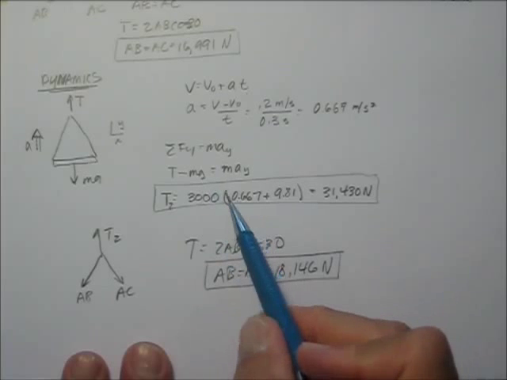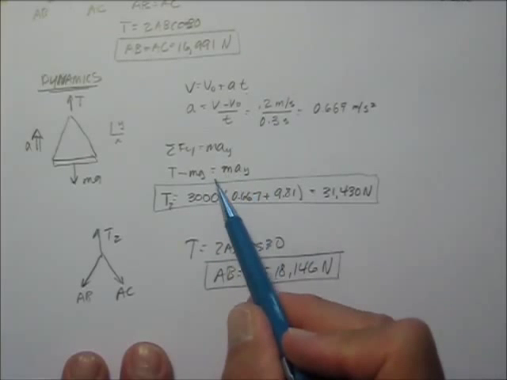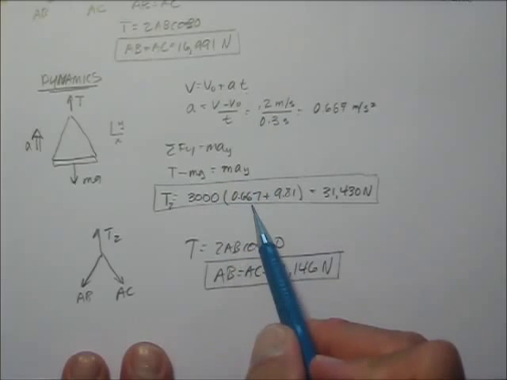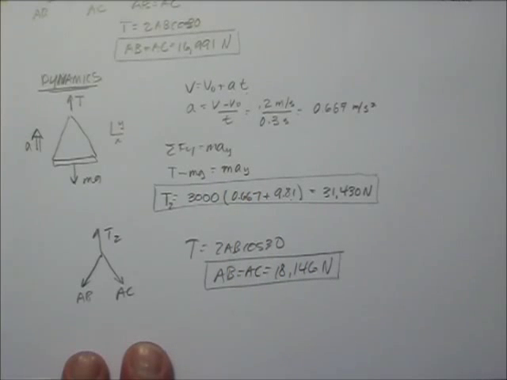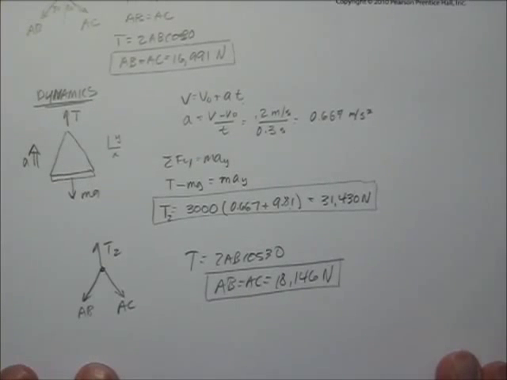T2 is equal to the mass factors out of that, so I get a_y, which is 0.667, plus the g, and then I get the tension is equal to 31,430. All right, so then we can just do a statics analysis here.